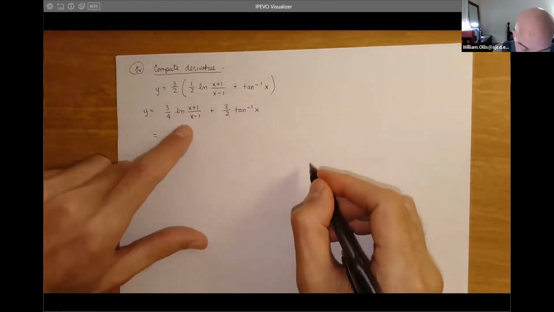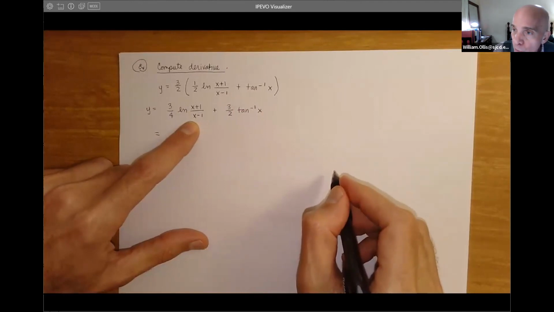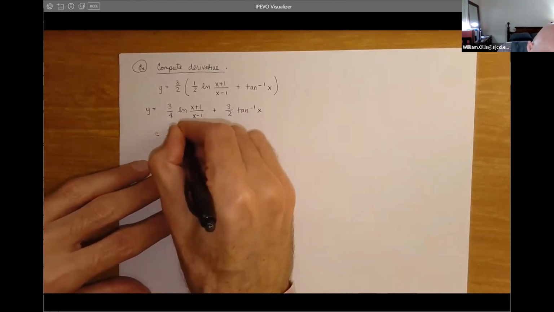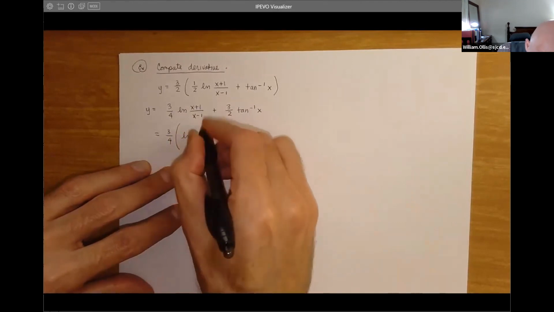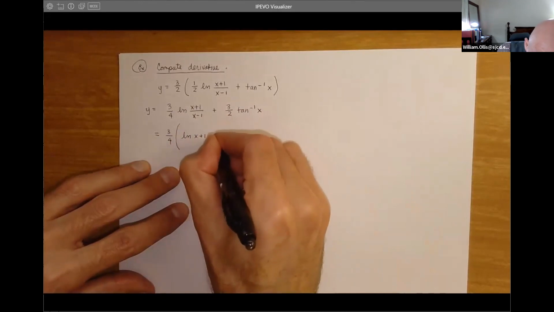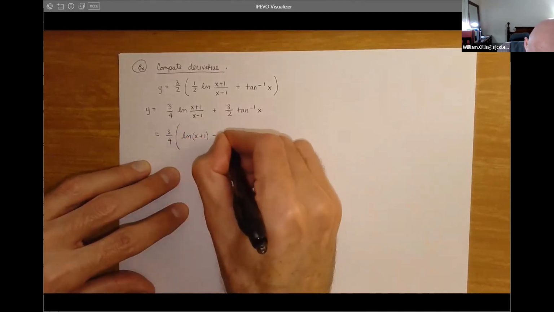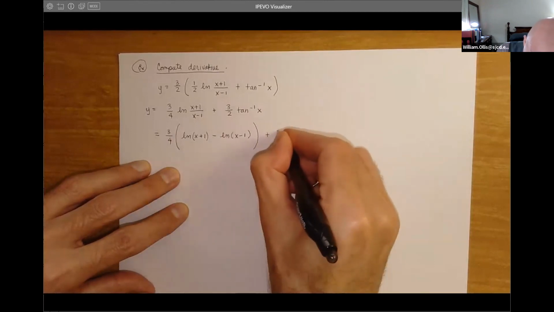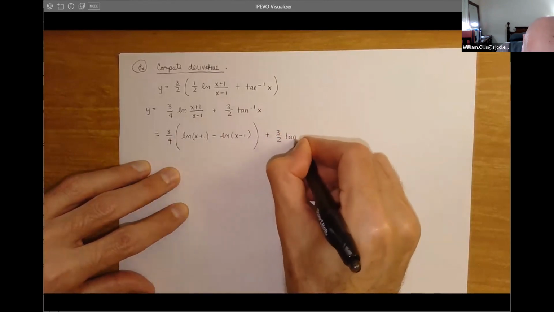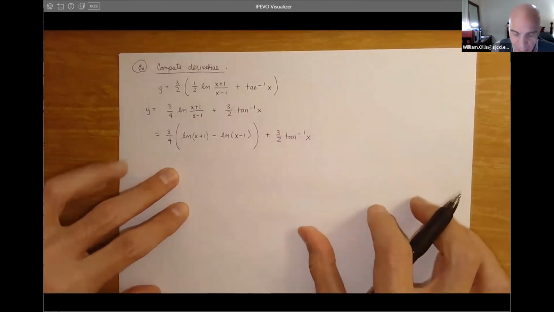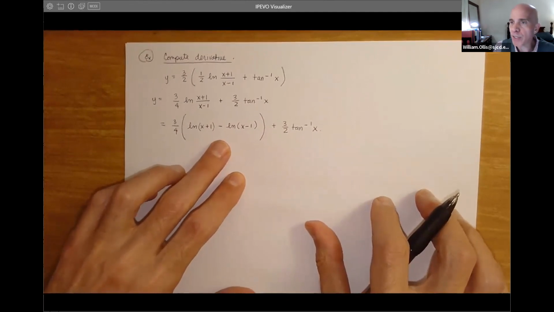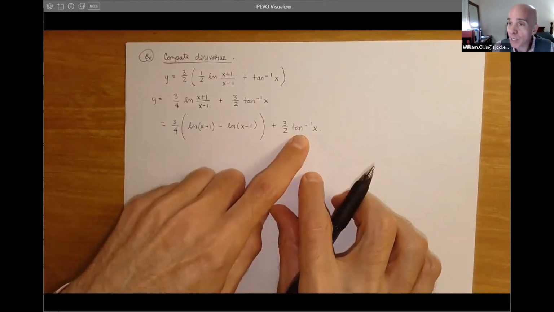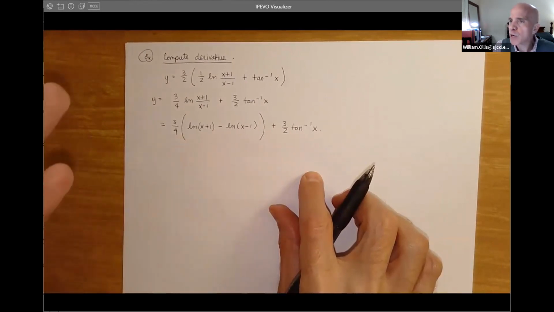Now, the next thing I want to do is look at this as the log of a quotient and write it as the difference of two logs. So we have 3/4, and I'll put parentheses here, natural log of x plus 1, minus natural log of x minus 1, plus 3/2 inverse tangent of x. Again, we haven't done any calculus except use what you already knew in calculus one and pre-cal. And now that we have done today's lecture, we know how to differentiate this. Now that we've simplified it, the derivative should be a little easier.